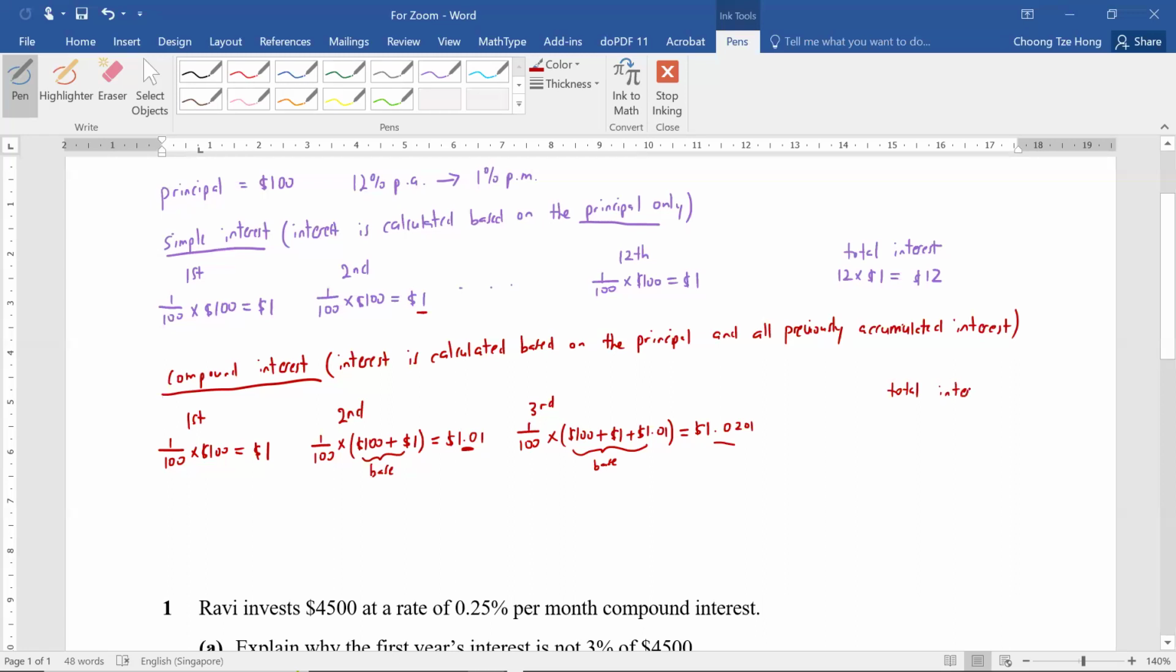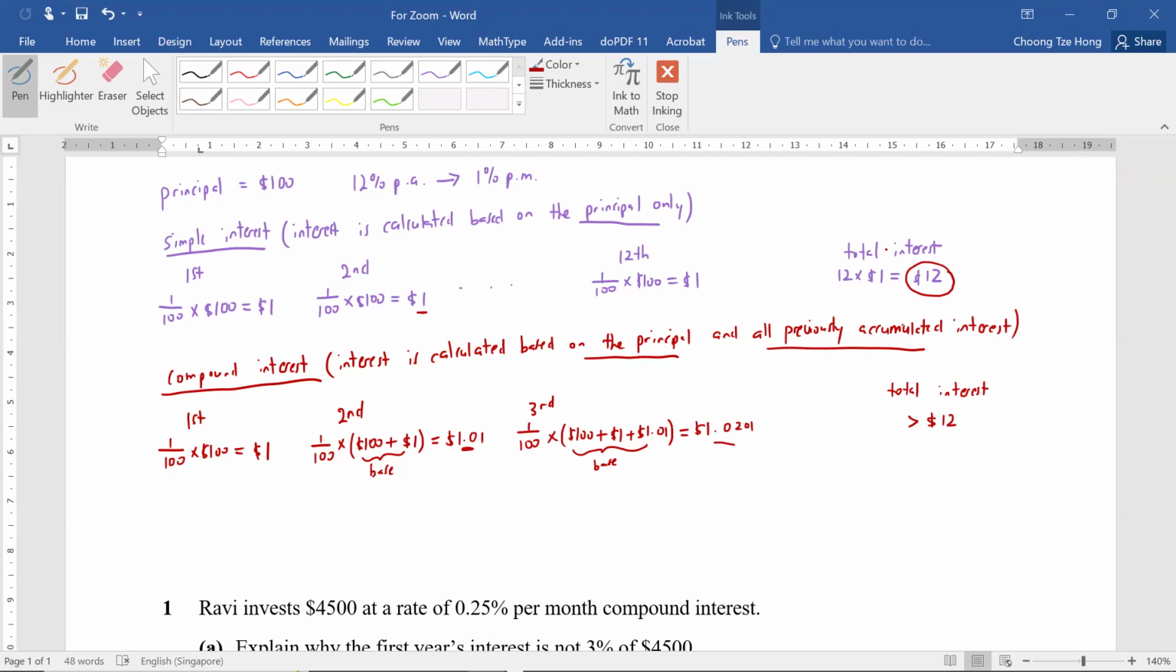In total, based on what is happening over here, we can see clearly that the total interest is definitely going to exceed $12, which is the total interest you would get if you were to do simple interest instead. Because compound interest is calculated based on the principal and all previously accumulated interest within the same time frame and with the same interest rate, compound interest is going to give you a bigger total interest at the end of the period of time.